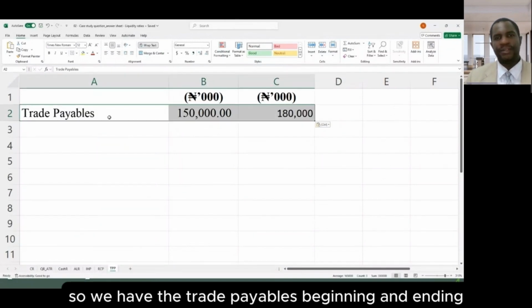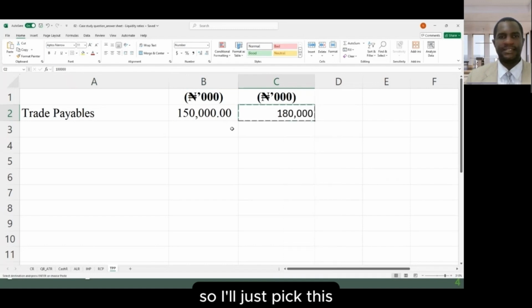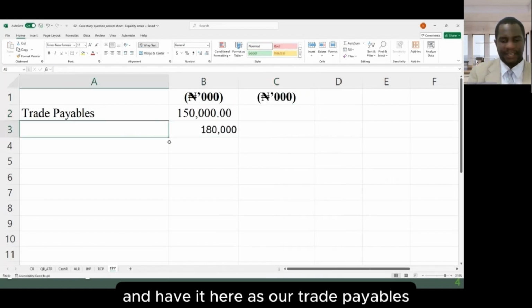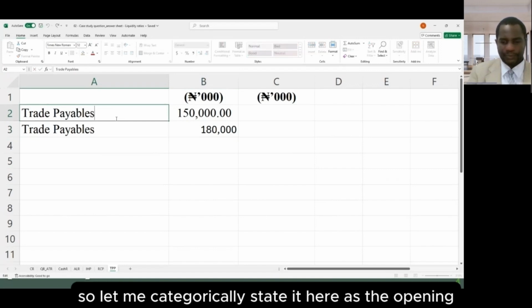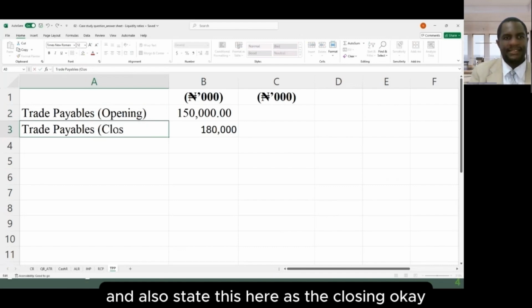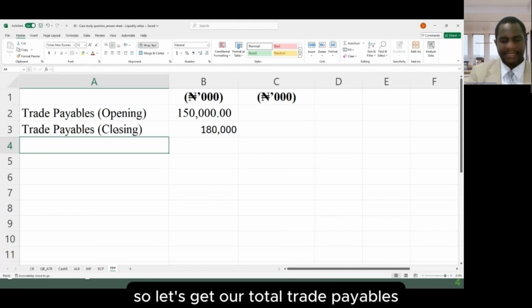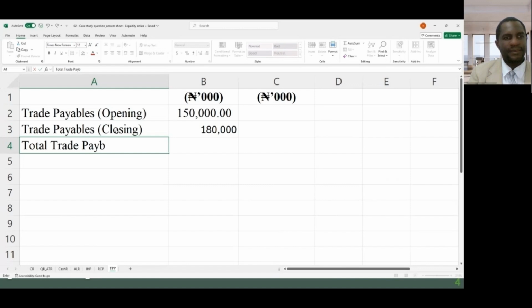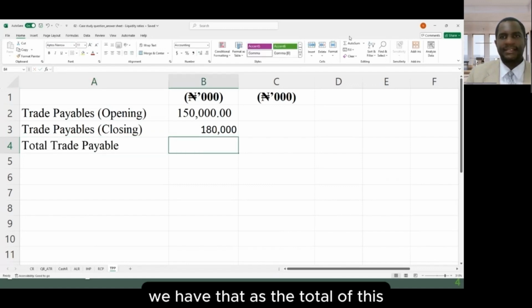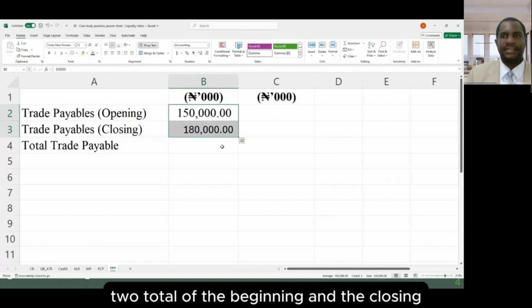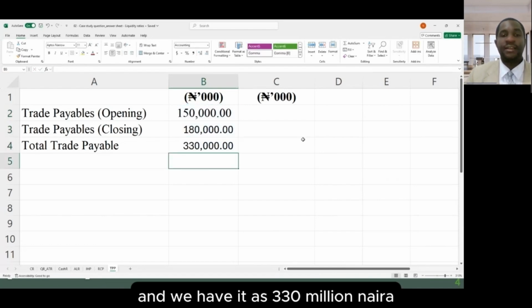So we have the trade payables beginning and ending. I'll just pick this and have it here as our trade payables. Let me state it here as the opening, and this here as the closing. Okay, so let's get our total trade payables, the total of the beginning and the closing, and we have it as 330 million naira.